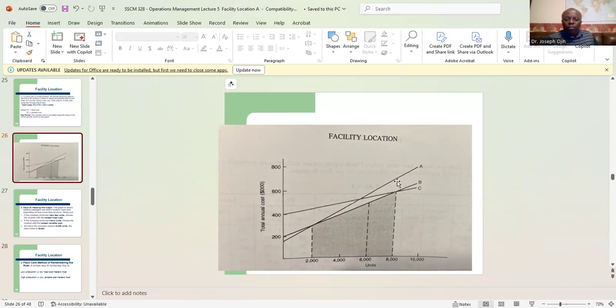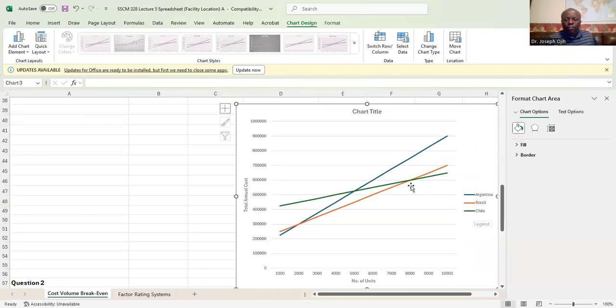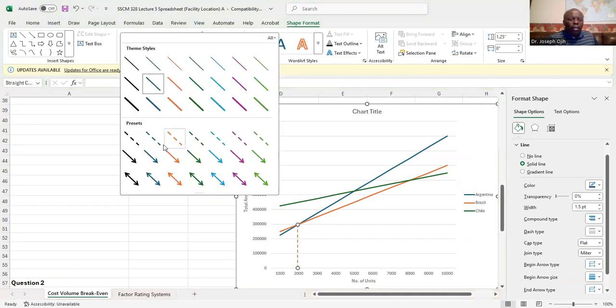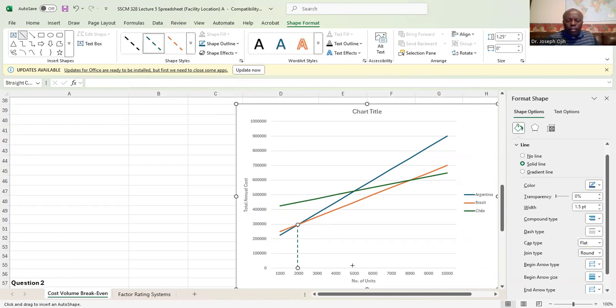If you look at Argentina, the total annual cost at 8,000 units would be more. And for Brazil, it will be even more, but for Chile, it becomes lower. If you look at this one, you can see that it is basically the same thing. The red one is for Brazil, green is for Chile, and blue is for Argentina. Maybe I should put a broken line there. Let me put this line at 2,000 right here, and then I'm gonna make it a broken line. And then at 6,000, right here. Okay, 6,000. I'll make it a broken line. Then at 8,000.